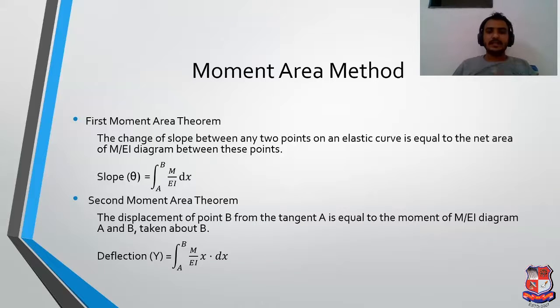Okay. There are 2 theorems in the moment area method. The first moment area theorem says that the change of slope between any 2 points on an elastic curve is equal to the net area of the M upon EI diagram between these points. In simple words, if you want to find the slope between 2 points, you have to draw the M upon EI diagram and find the net area between these 2 points. So you can find the slope.